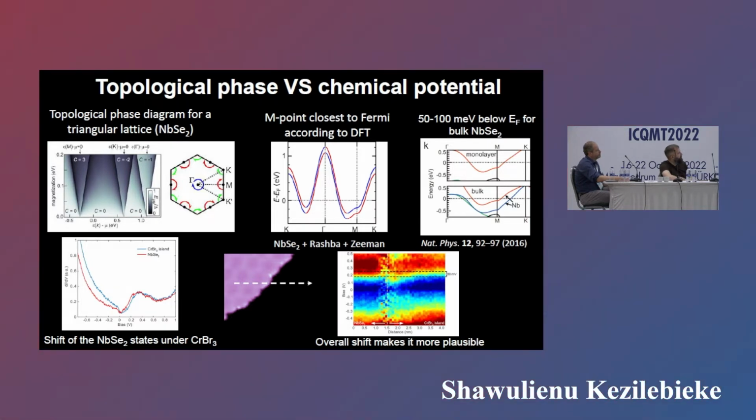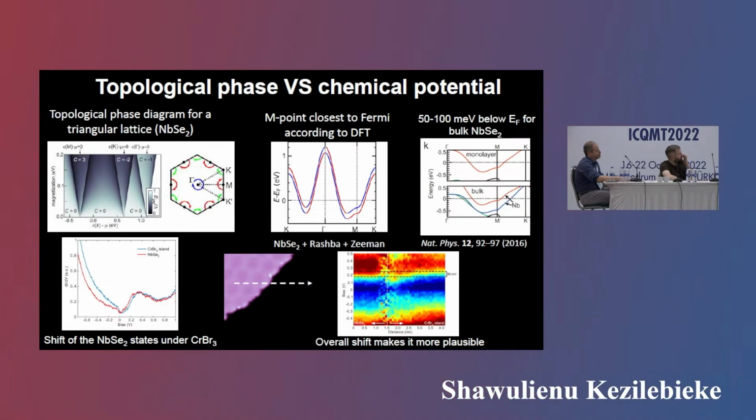However, what we are using is bulk material, and in the bulk case, this M point is a little bit closer, but it is still 50 to 100 millielectron volts below the Fermi level. So therefore, we still need some kind of doping to enter the topological phase.